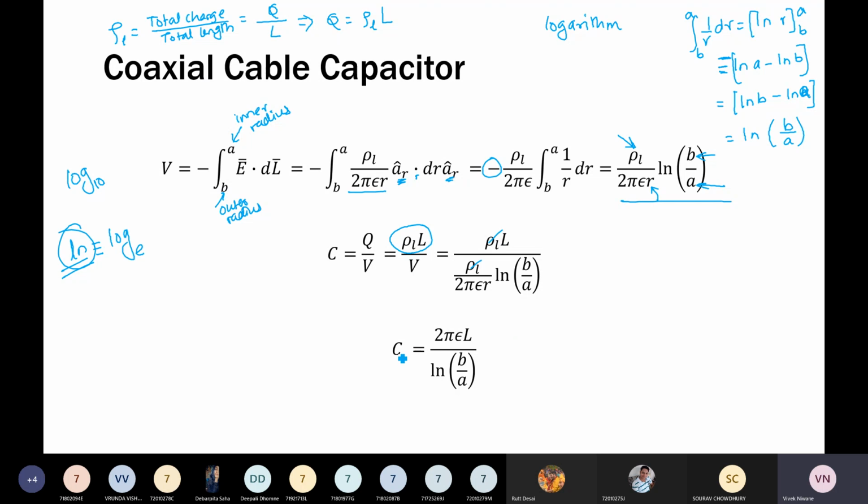OK, so to find the capacitance of a coaxial cable, we will require its length, how long the cable is, its permittivity, and its other dimensions, the radii. If you get these quantities, you can solve the numerical based on the coaxial cable capacitor. Straightforward. Only put the values and get the answer. That's it.